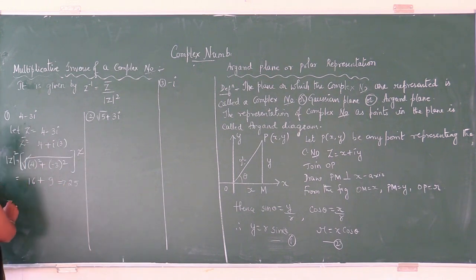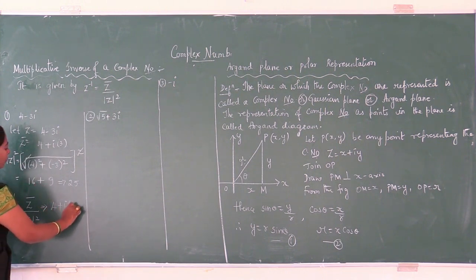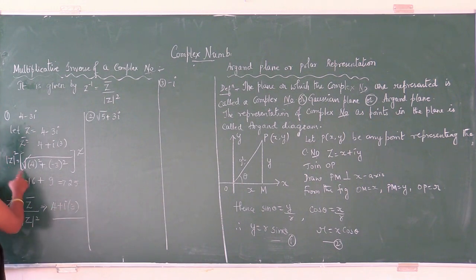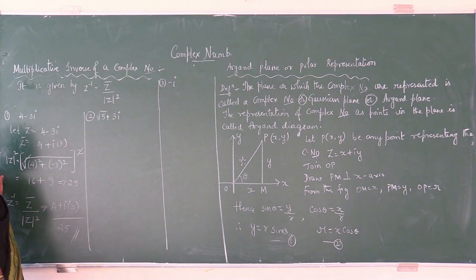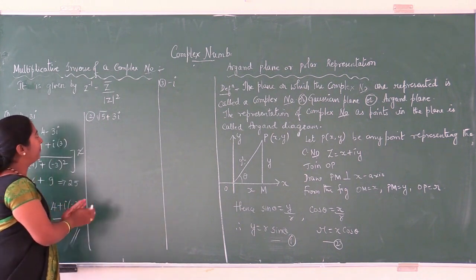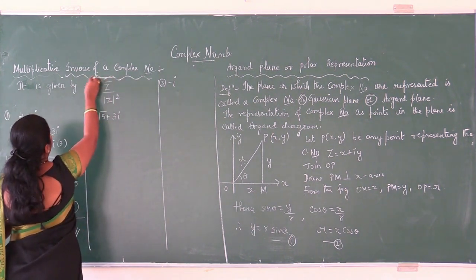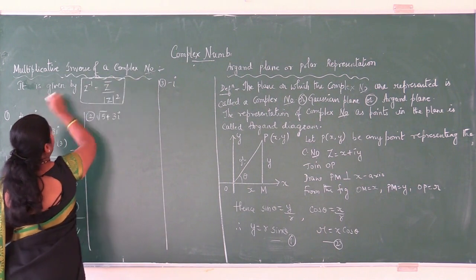So what is z inverse finally? z inverse is given by z bar by modulus z square. What is z bar? 4 plus i into 3, and mod z square is nothing but 25. This can be written as 4 by 25 plus i into 3 by 25. Next problem. This is the formula for z inverse.